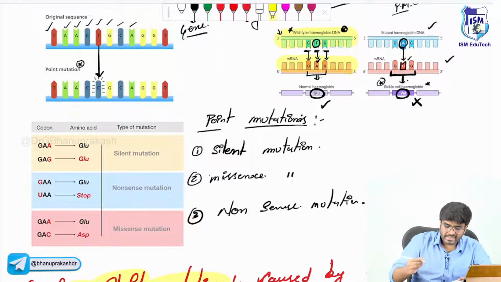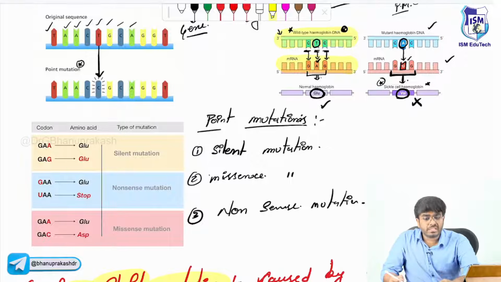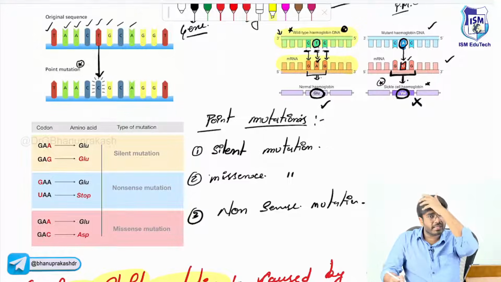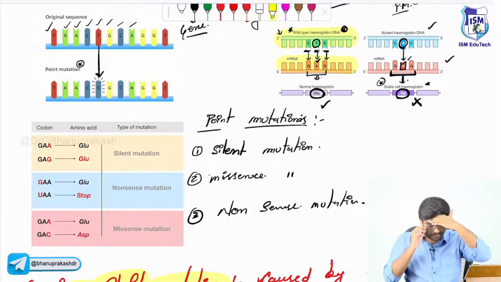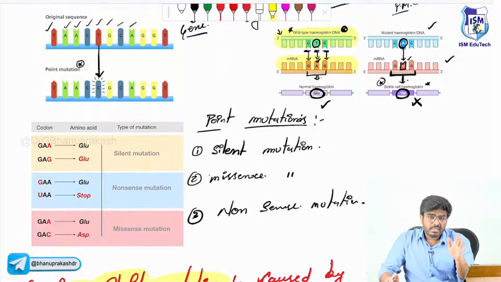So now tell me, what exactly are these? Point mutations by themselves have three types. What are they? Silent mutations, missense mutations, and nonsense mutations. Okay.